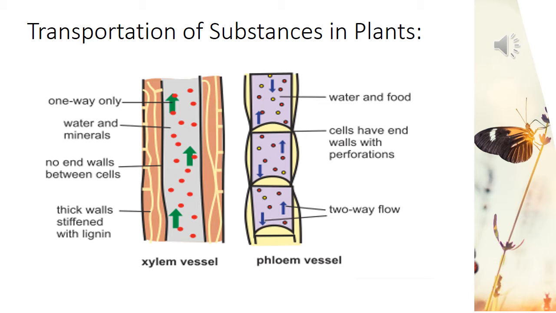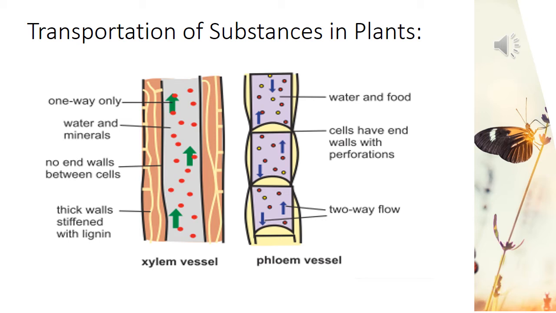So here are the diagrams. If you see the xylem vessel, it conducts the water and minerals, and the upward arrow indicates that it is being transported to various parts of the plant like stem and leaves in only one direction. Okay, so it's only one direction, from roots upward to different parts of the plant body. Water and minerals are transported through the vascular system, that is the xylem vessel.